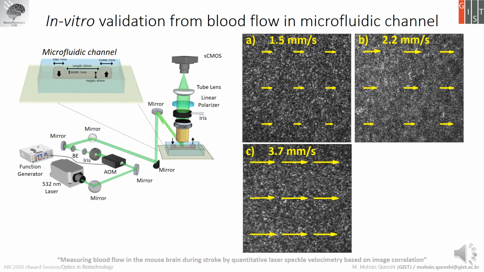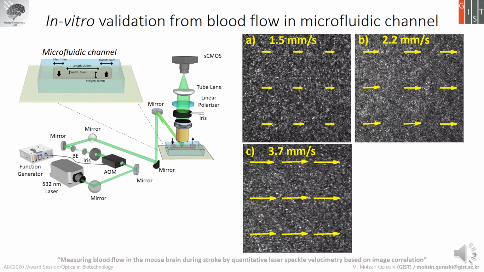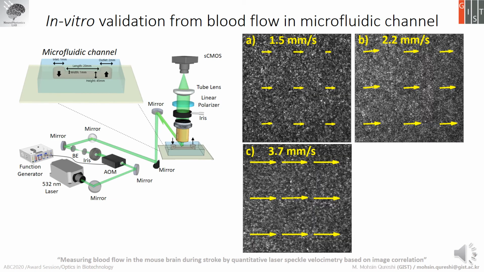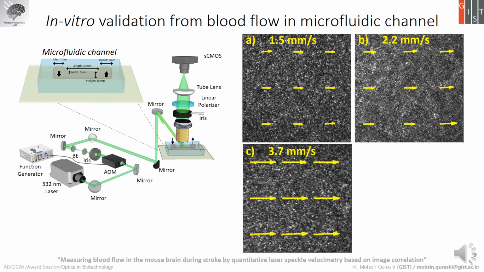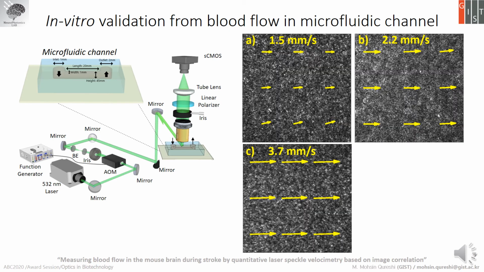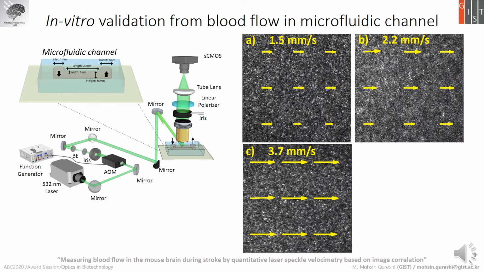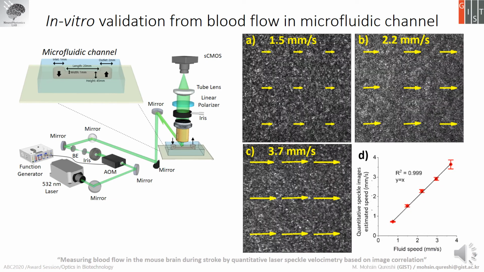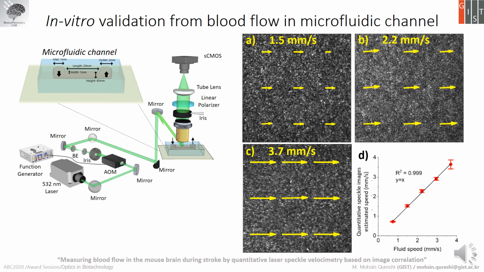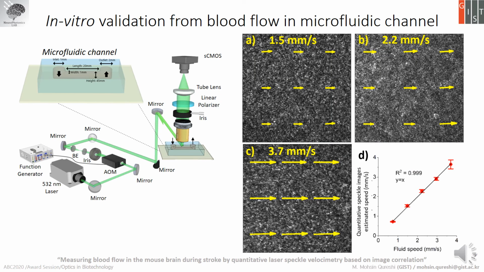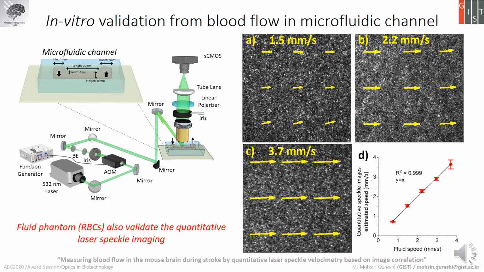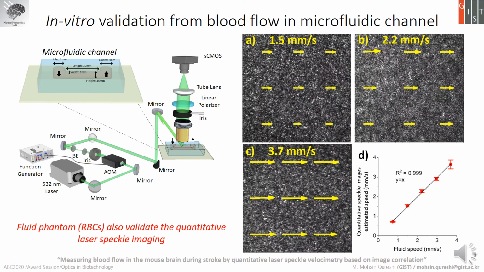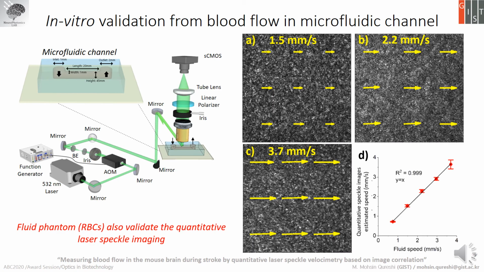Figure A, B, and C show the results for 1.5, 2.2, and 3.7 mm per second particle speed calculated from the syringe pump flow rate. The arrow shows the flow direction and the length shows the magnitude of velocity. Figure D shows the graph between the preset speed and the estimated speed from quantitative laser speckle imaging. Therefore, we can say that with the fluid phantom, we validated the technique of quantitative laser speckle imaging.